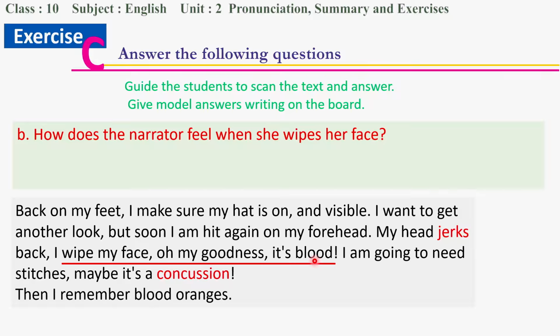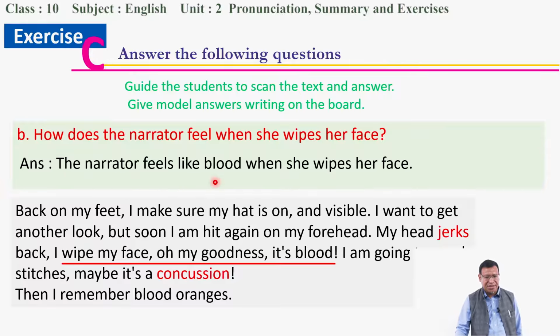The evidence is here. All right, and you do not just copy the answer like this. The answer is here, but it doesn't mean you write, I wipe my face, oh my goodness, it's blood. No, that's not the way. How you write is: the narrator feels like blood when she wipes her face. Actually, what does she feel? She feels blood. So that can be said, she feels like blood when she wipes her face. That is what you can write, imagine.